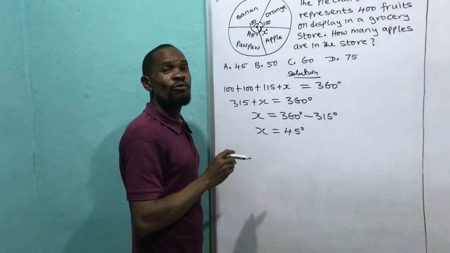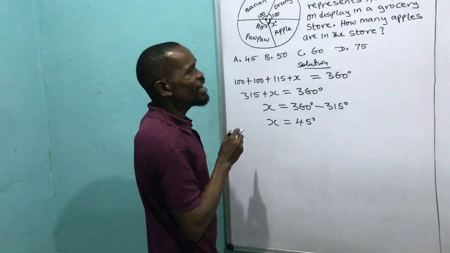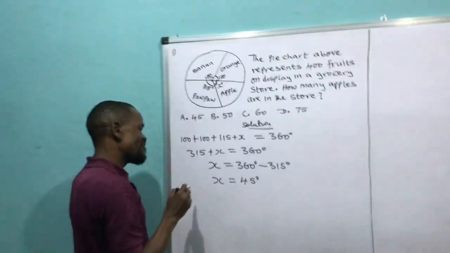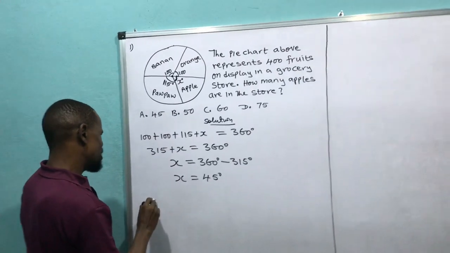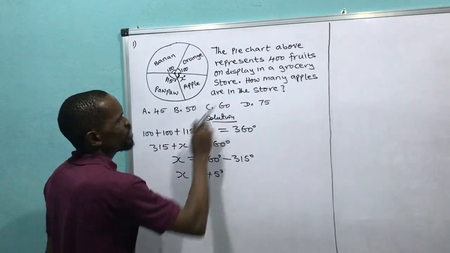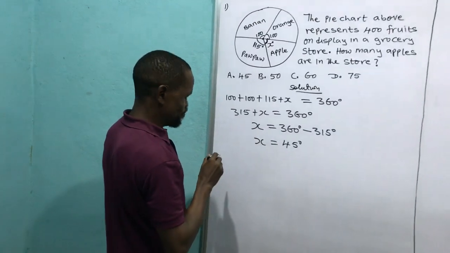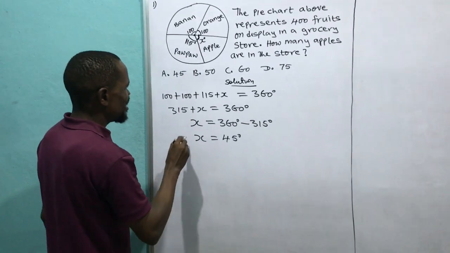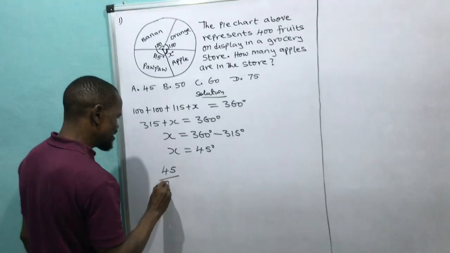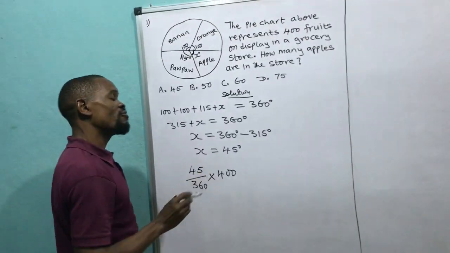Then this is the angle of what? Apple. This is the angle of apple. Now, for me to get the number of apples, because what they asked is how many apples are there, I have that 400 is the total fruits. They said the pie chart represents 400 fruits. So I can say 45 over 360 times 400 gives me the number of apples.